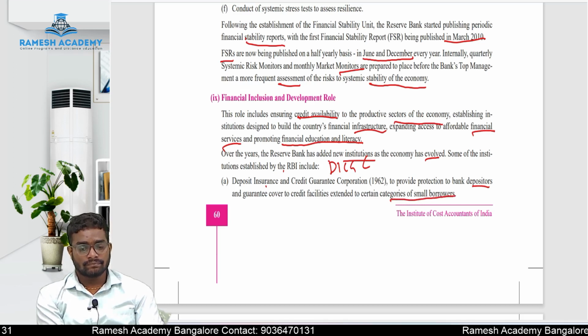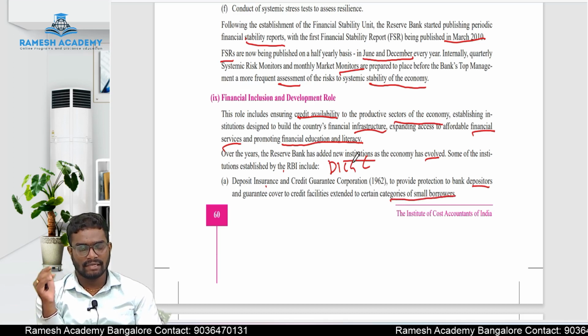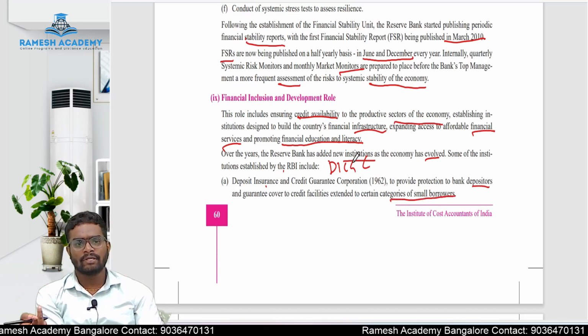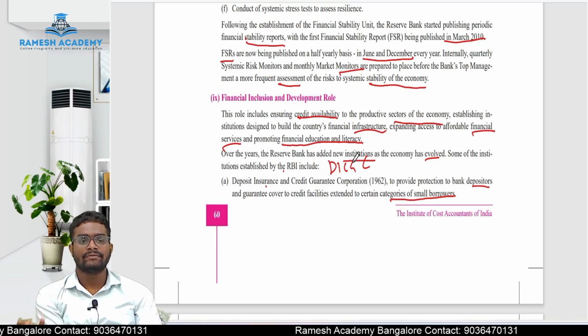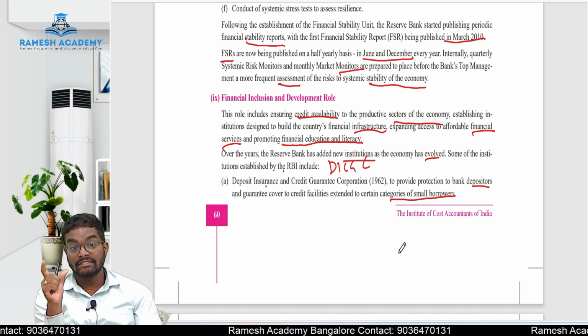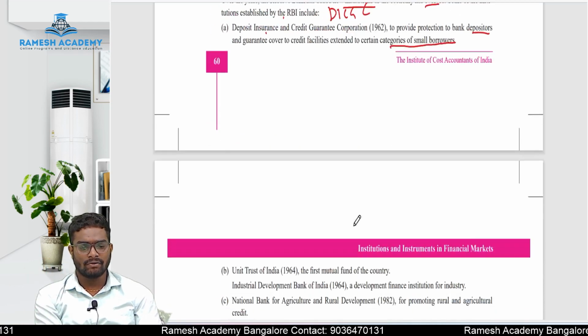So if there is a fraud or scam in any bank and the bank is closed, the depositors' amount is gone. Now RBI intervenes and gives deposit insurance. There is a certain fixed amount, and that amount will be given to the account holders.